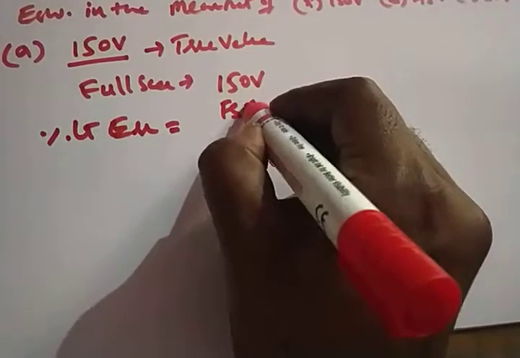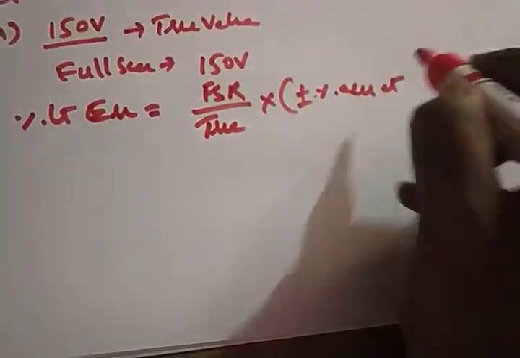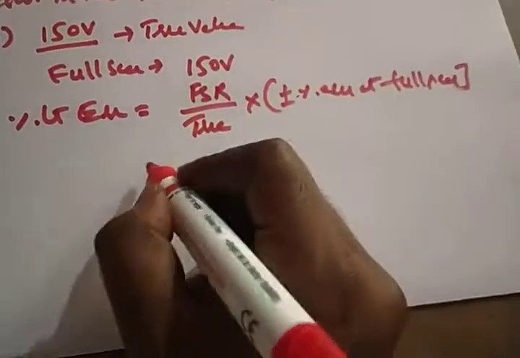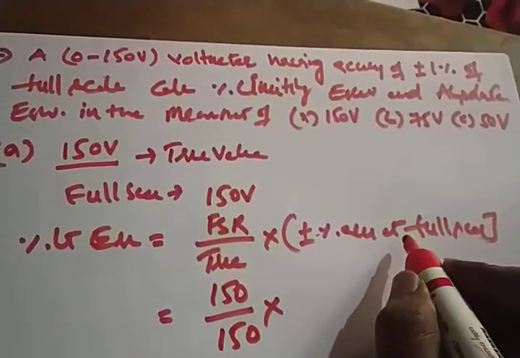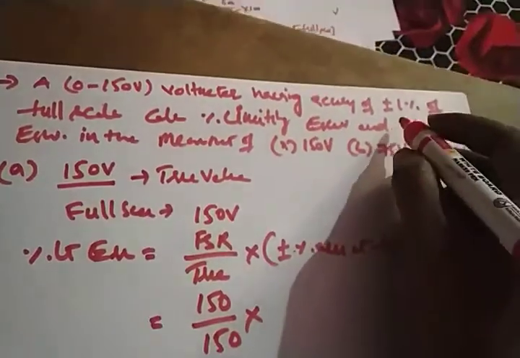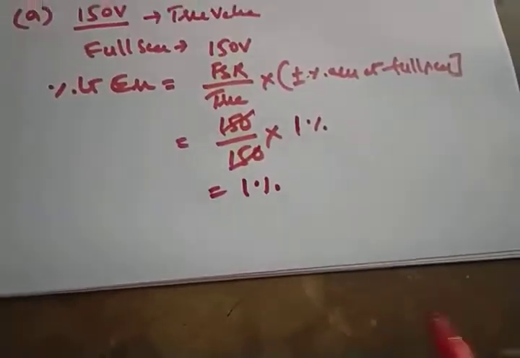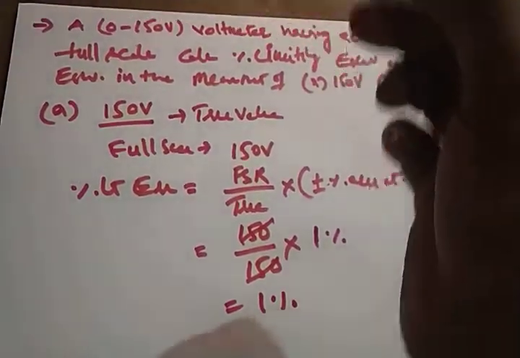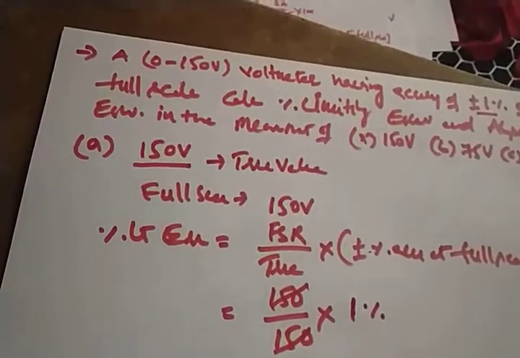Percentage limiting error is equal to full scale reading by true value into plus or minus percentage accuracy at full scale. So what is the full scale reading? 150. What is the true value? 150. What is the plus or minus accuracy at full scale? 1%. So what is the percentage limiting error? 1%. This is the percentage limiting error for measuring true value 150 volts.